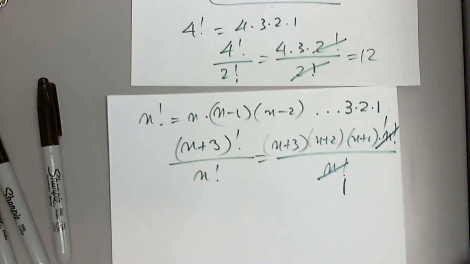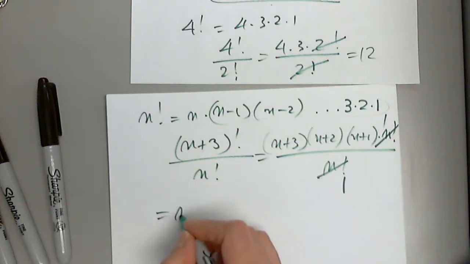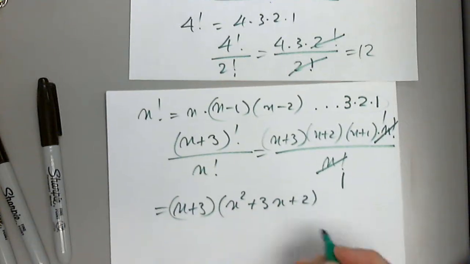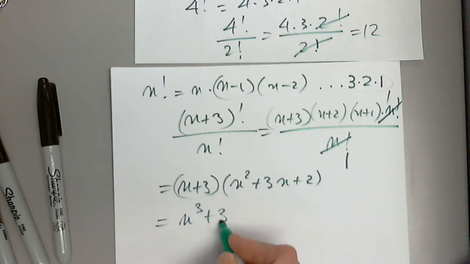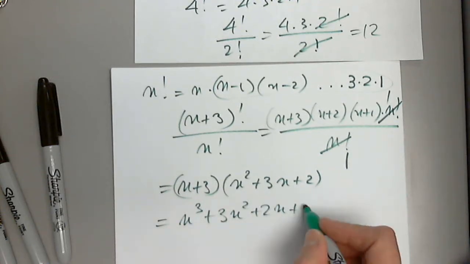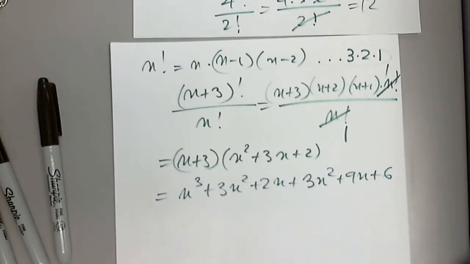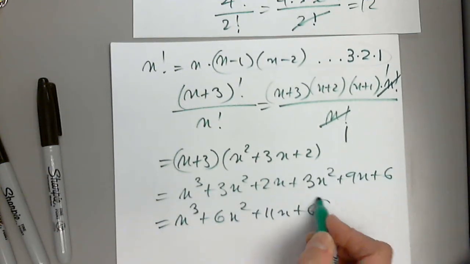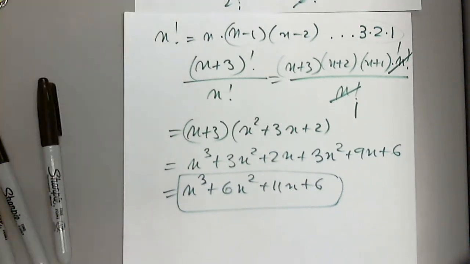And then you would FOIL. Yes. So first I will multiply, let's say, these two. And I get n squared plus 3n plus 2. And now I distribute the rest. N to these 3. N cubed plus 3n squared plus 2n plus 3n squared plus 9n and plus 6. And then I combine like terms: n cubed plus 6n squared plus 11n plus 6. Is this better? Very good.